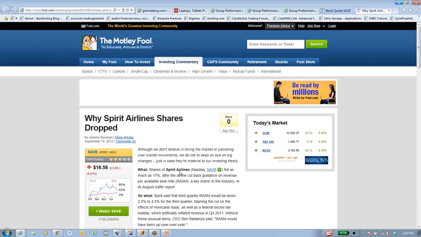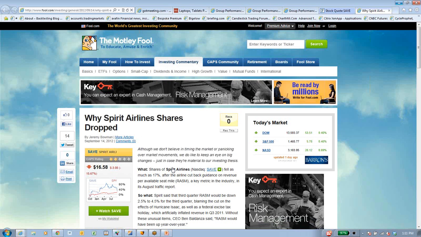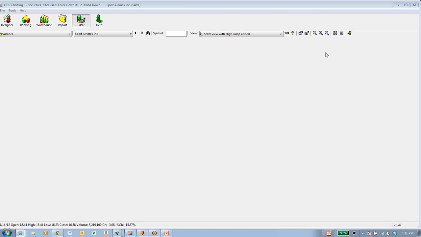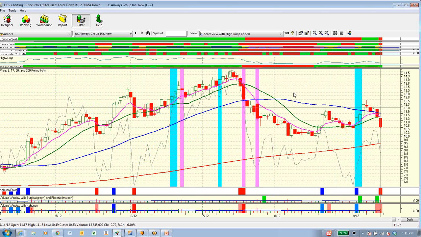Oh, why shares dropped? I can even see they cut back guidance on revenue per available seat, a key metric. So that's bad for the whole industry. So that would probably explain it. As I mentioned, U.S. Air I really liked last week. Now here's your pullback. Pocket pivots tells me it's ready to go. And we looked at it last week.